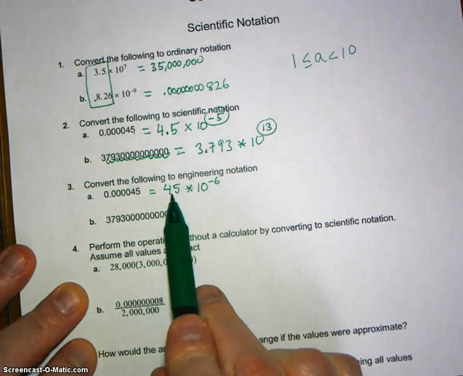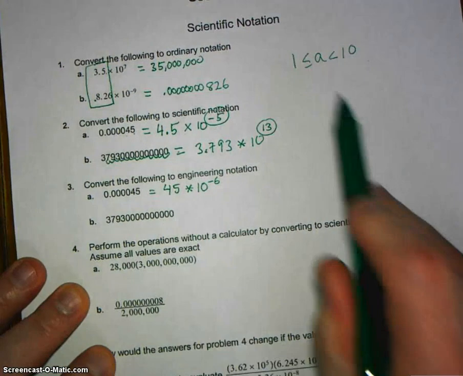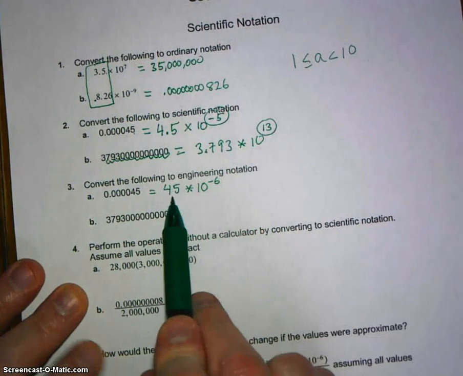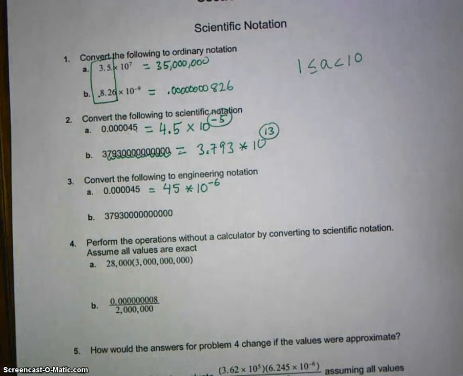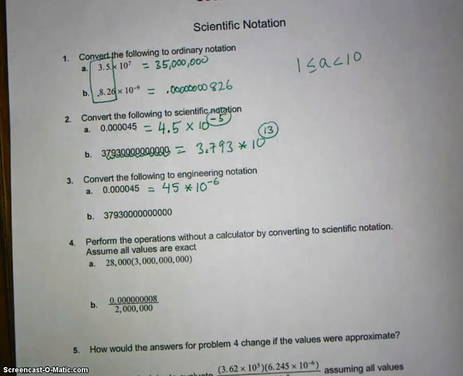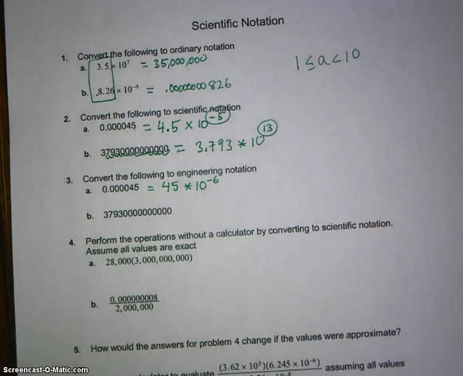So notice you're no longer restricted to the between 1 and 10 rule. Now you're restricted to between 1 and 100, because 10 squared would be 100. Actually, I guess you could go up to 1,000. 10 cubed would be 1,000.